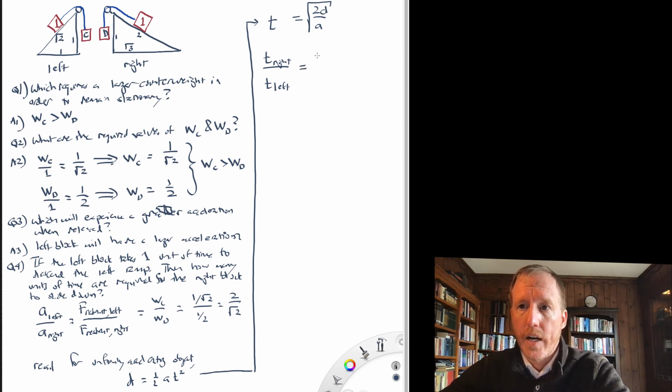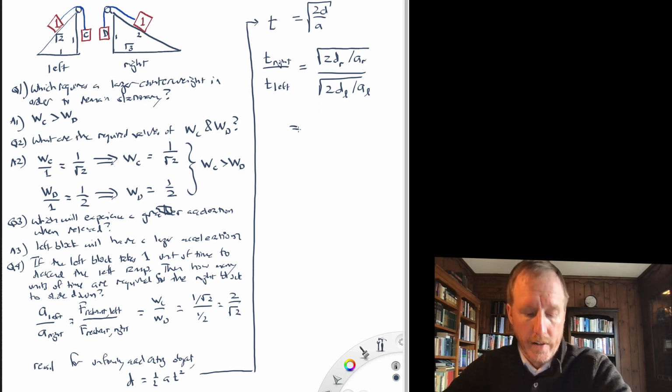The ratio of the times is the ratio of twice the distance that the right block slides, I'll use a subscript r for the right block, divided by the acceleration of the right block, divided by twice the distance of the left block divided by the acceleration of the left block. Okay? So I've just formed a ratio using the formula that I just derived a moment ago.